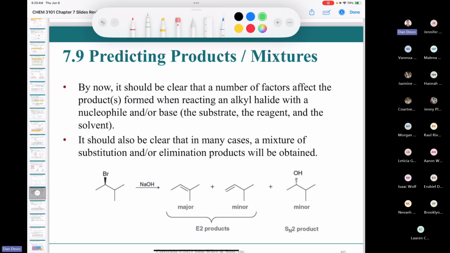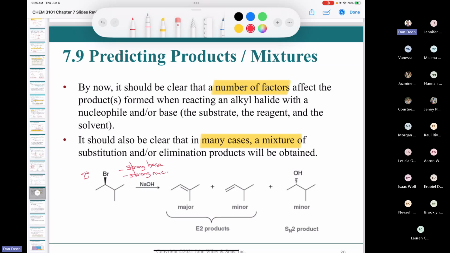So it says that by now, it should be clear that there are a number of things that you have to take into account when you're determining what the products are going to be. And you've noticed that in many cases, what do we end up with? We get a mixture of substitution and elimination products. So take a look at this one. If we just assess the situation, we've got a secondary alkyl halide, we've got hydroxide. That's a strong base, so we're going to get elimination, but it's also a strong nucleophile. It's both, and so we get a mixture of elimination products and substitution products.